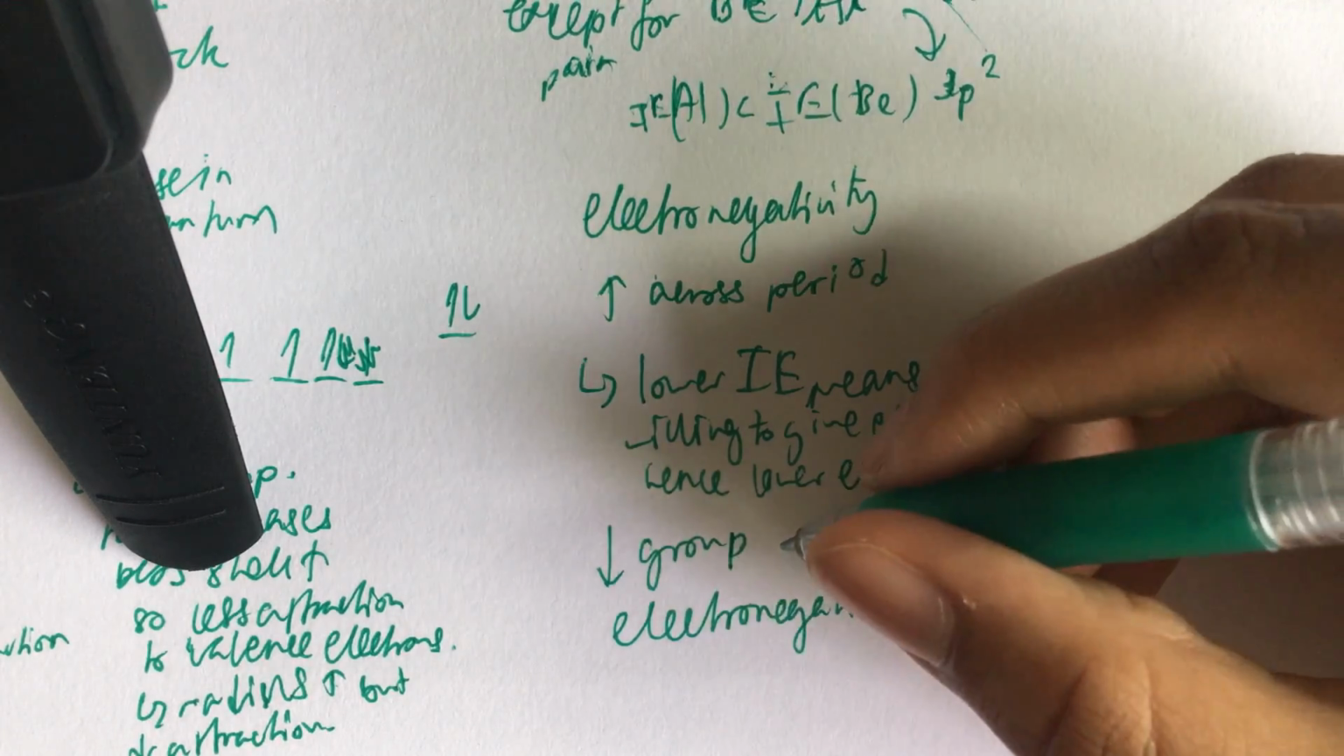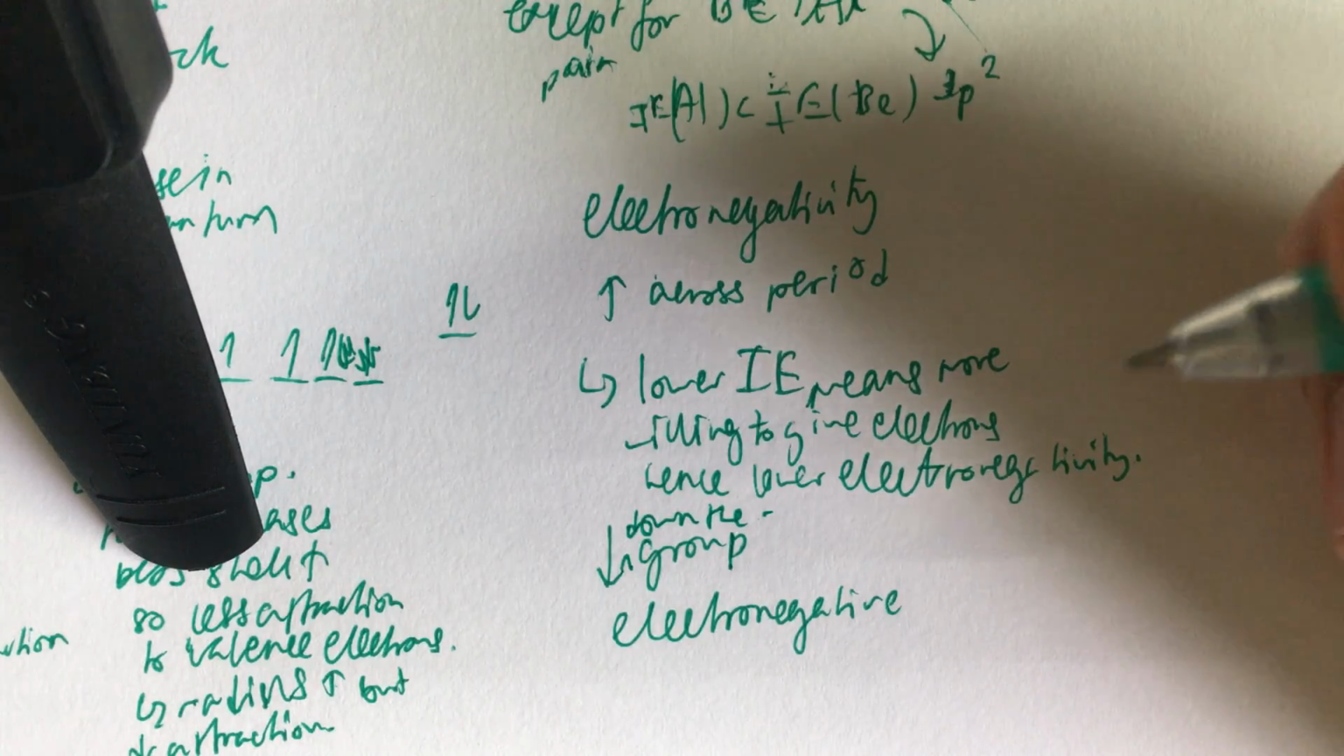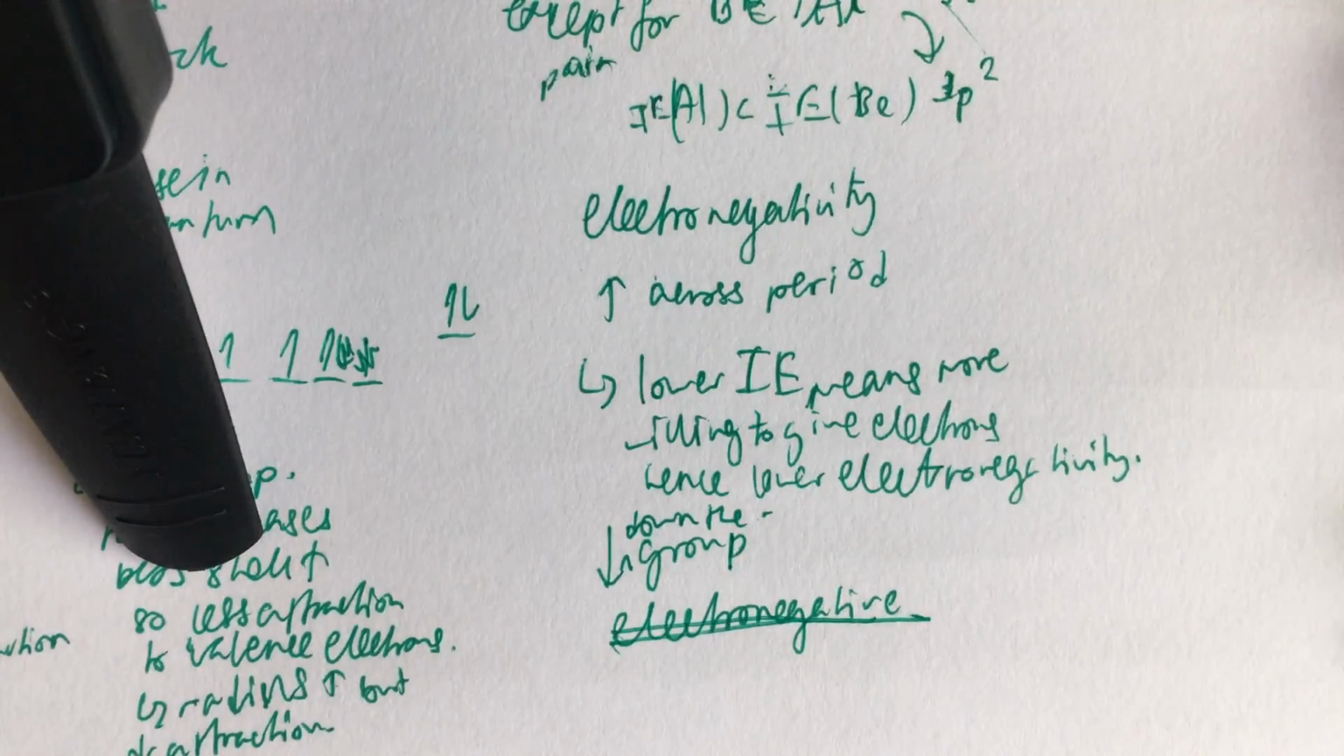So next point, the next learning outcome is the variation in melting point and electrical conductivity across a period. Okay.